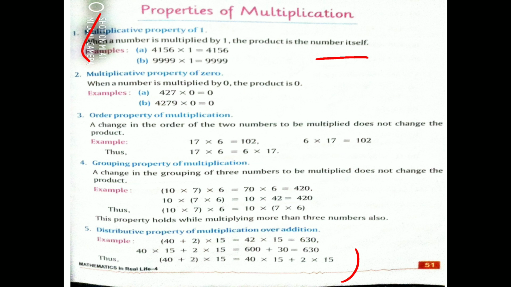Then second, the multiplicative property of 0 means if you multiply any number by 0, what do you get? You get 0 only. Then order property: there should be 2 numbers on the left and the same numbers on the right, but the position is changed. So if you change the order of a number, the answer will come the same. For example, 17 times 6 or 6 times 17, the answer will be the same. This is called order property.